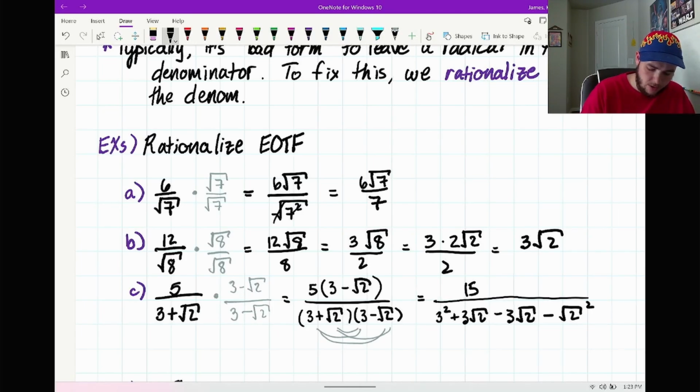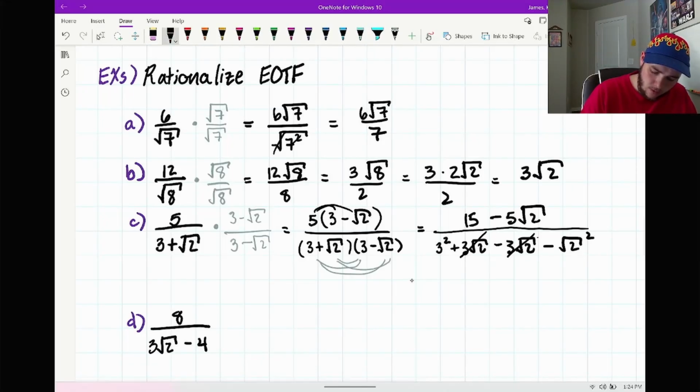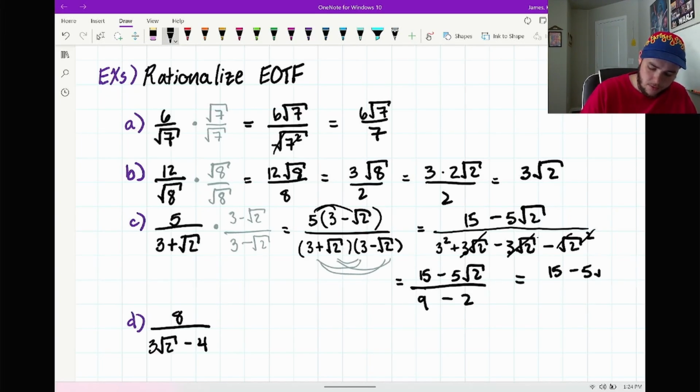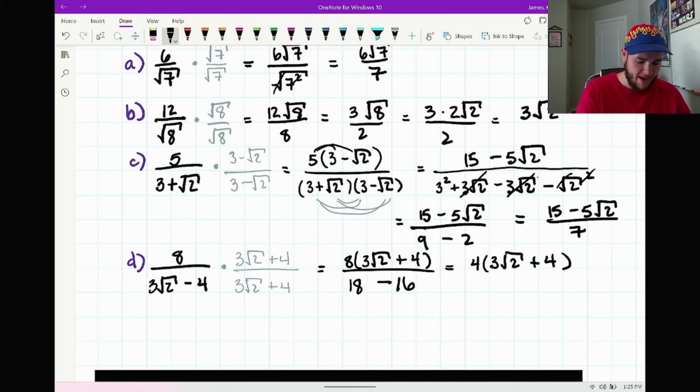And on top, when I distribute, I get 15 minus 5 root 2. Now you'll see that all of the terms with the radicals cancel. And what I'm left over with is 15 minus 5 root 2 over 9, my square root and square cancel, minus 2, or 15 minus 5 root 2 over 7. Go ahead and pause the video here and see if you can come up with the next one on your own. Hopefully we were able to arrive at this conclusion.